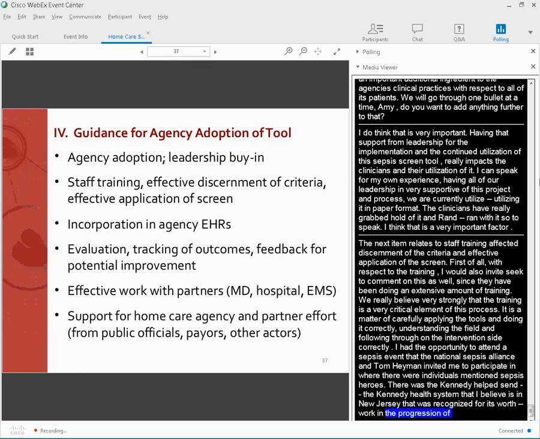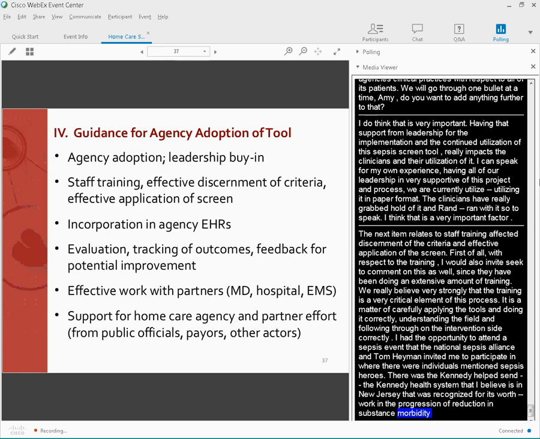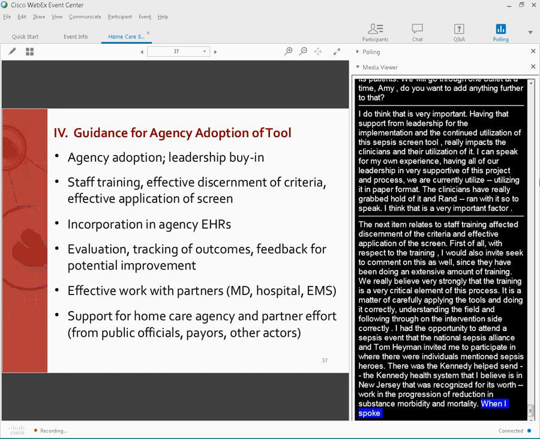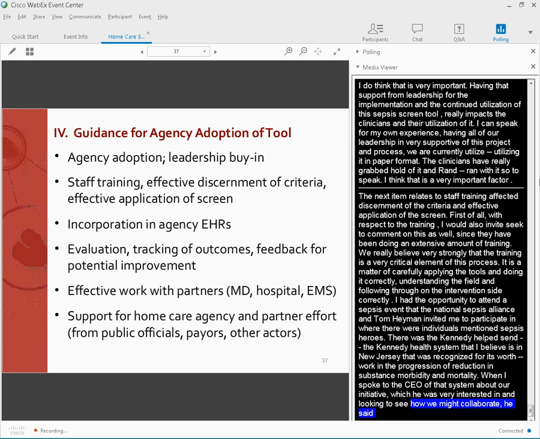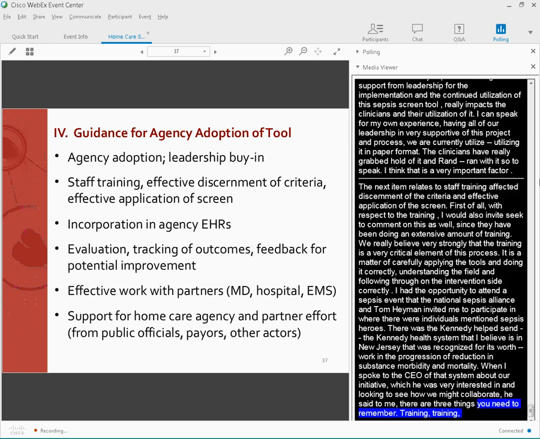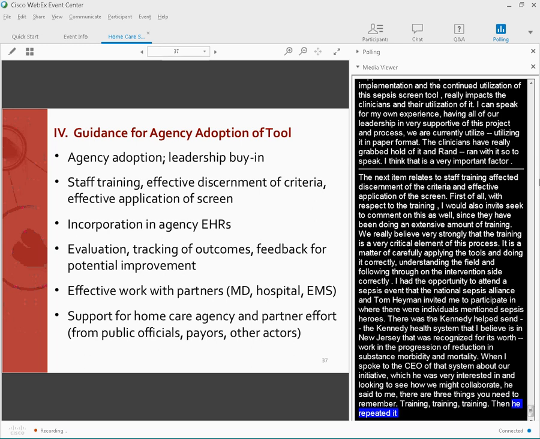When I spoke to the CEO of that system about our initiative, which he was very interested in and kind of looking to see how we might collaborate, he said to me, there's three things that you need to remember: training, training, training. And then he repeated it: education, education, education. That is the formula that made it work in the hospital. That's the formula I recommend to you.